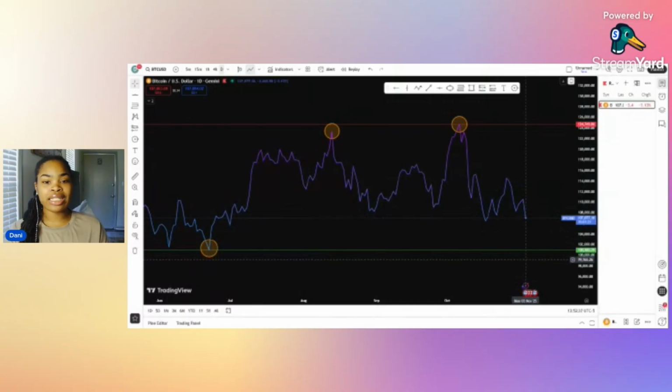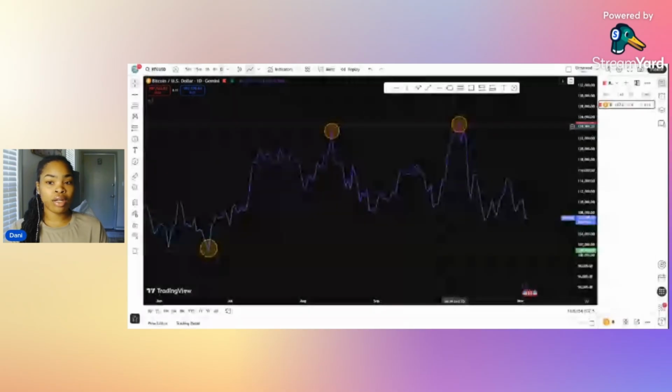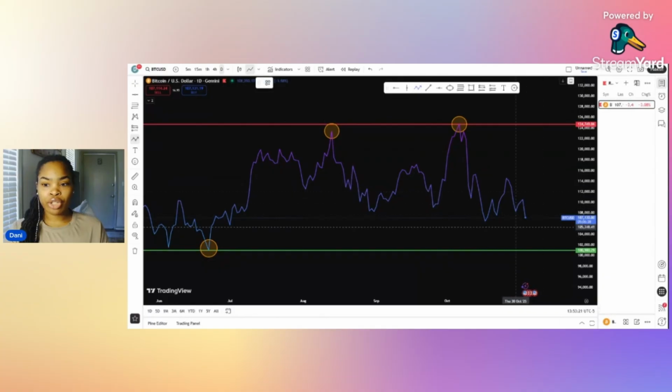Now, let's take it a step further, okay? How do you find the strongest structure levels? Your strongest structure levels are going to be your structure levels that have 2 to 5 touches, okay? So this is a very strong structure level. Price is currently right here, okay, at 107,130.